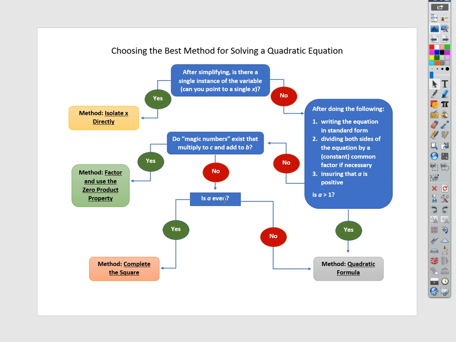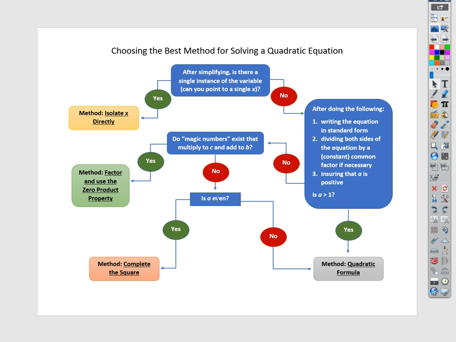Then we just ask ourselves, oh, that's supposed to be b, not a. Darn it. Okay, scratch that out on your papers. Write that as a b. That should say, is b even? If b is even and a is equal to 1, what could we do?